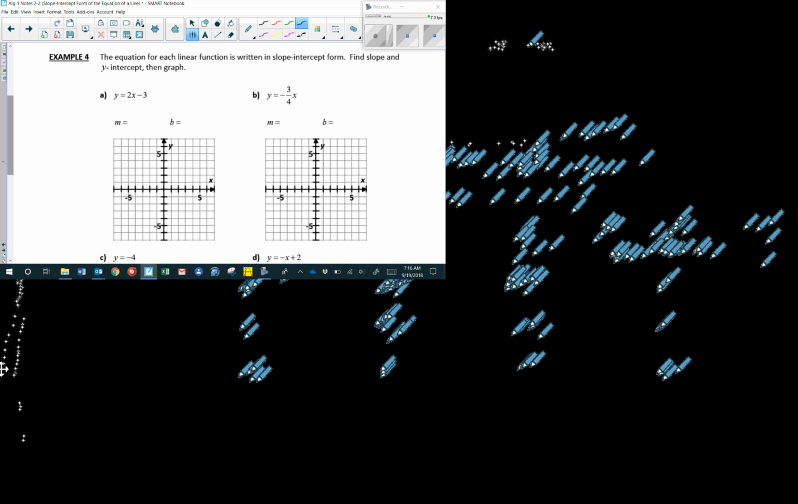So in example 4, the equation is y is equal to 2x minus 3. So our slope is the number that multiplies x.